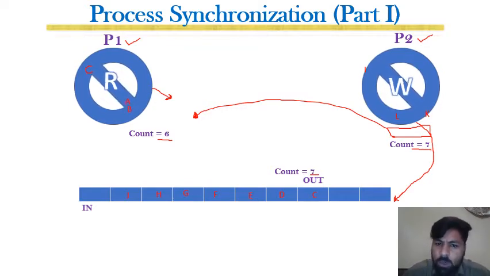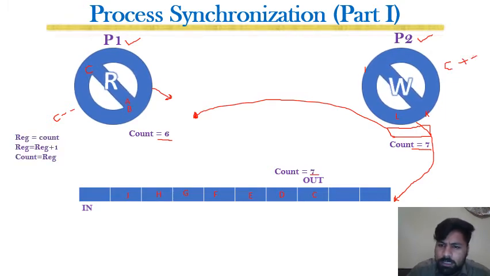P1 and P2, when they run simultaneously, basically perform the operations count plus plus and count minus minus. For example, the operation of this one is count minus minus, and the operation for this one is count plus plus. In assembly language, it further consists of 3 sub instructions.